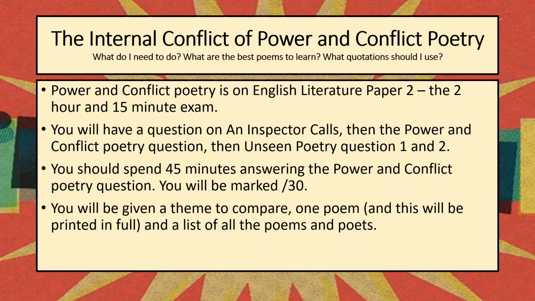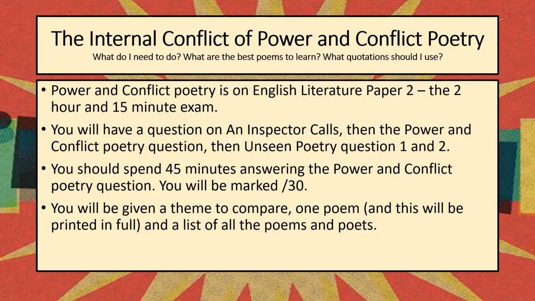So you'll have 45 minutes on An Inspector Calls, 45 minutes on power and conflict poetry, 45 minutes on unseen poetry. Power and conflict is out of 30, unseen poetry is out of 24, and then out of 8 as well for question 2. The reason I mention that is you'll be tired. If you think about English Literature Paper 1, which is Macbeth and Frankenstein, you get 15 minutes to plan and read. You get 45 minutes Macbeth, 45 minutes Frankenstein. Here, you are straight into it.